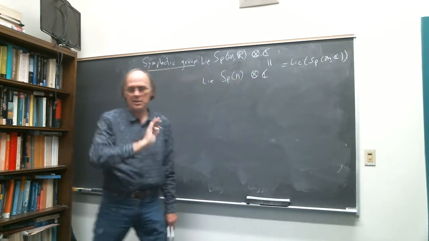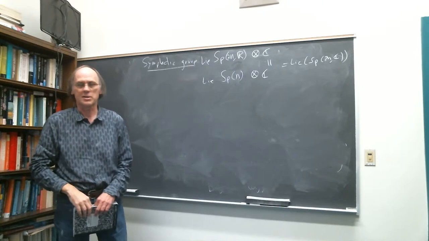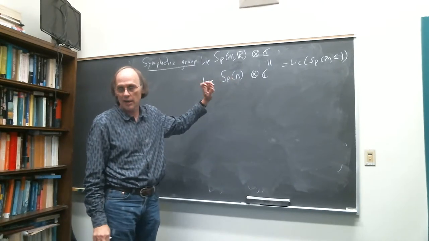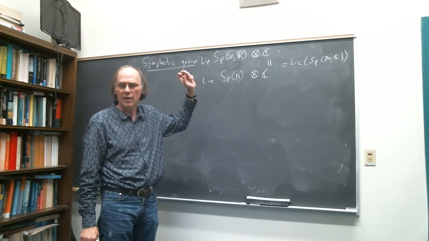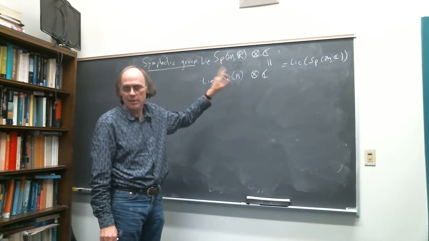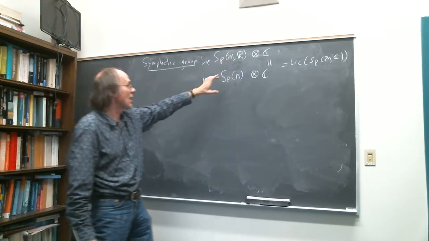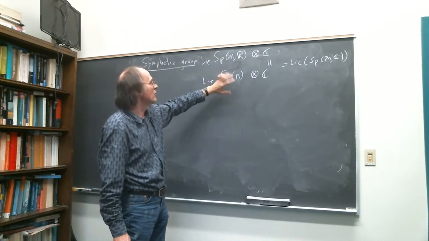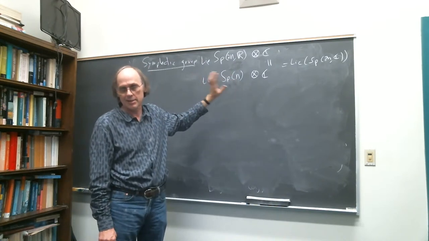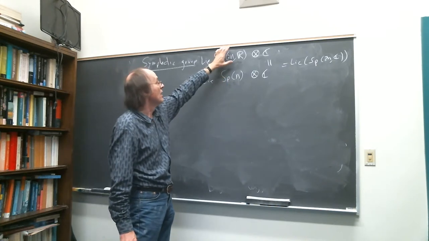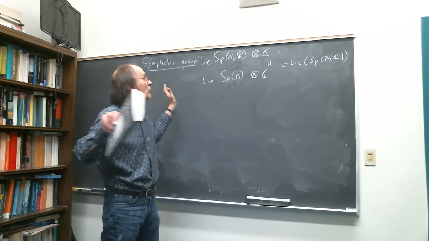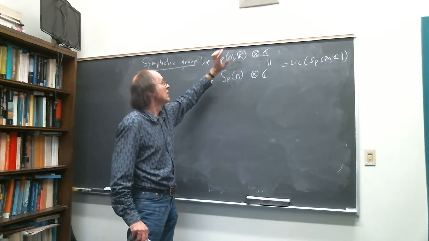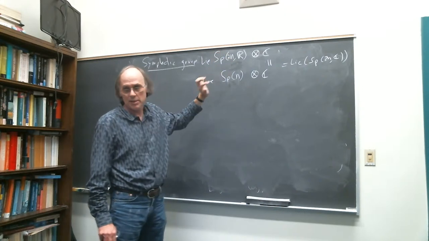Okay, I mean, this is a somewhat useless fact, and I'm just telling you in case you've seen this guy and you're wondering, wait a minute, this guy doesn't seem to be like this guy. Well, they're different. This is a compact group, which is best thought of in terms of quaternions. That's the easiest way to see it. This is a non-compact group, which goes off to infinity, which has very different properties than this guy.